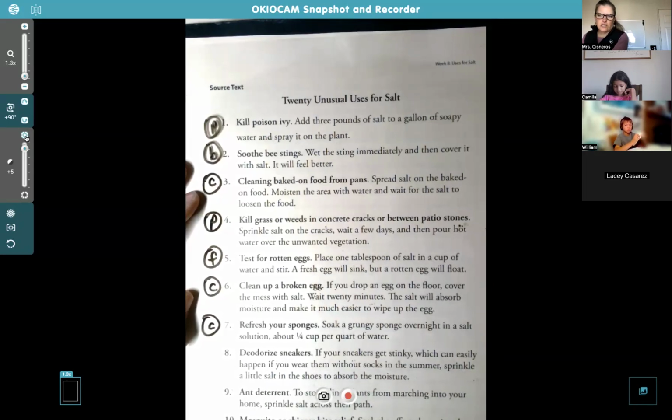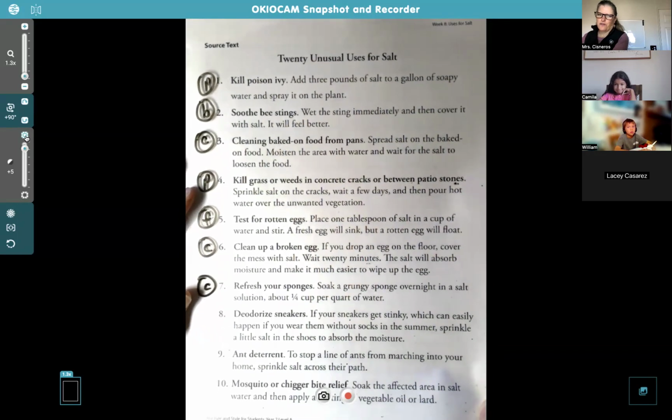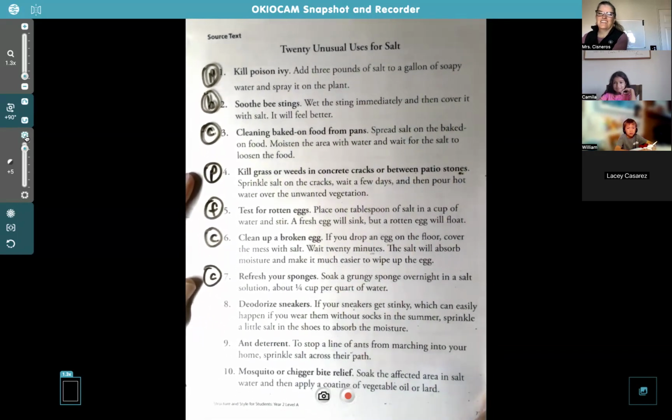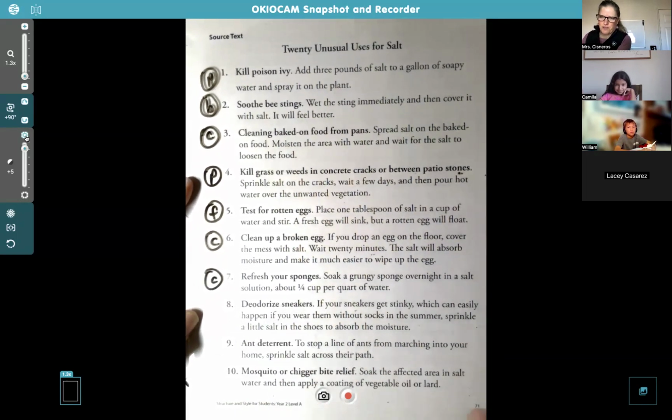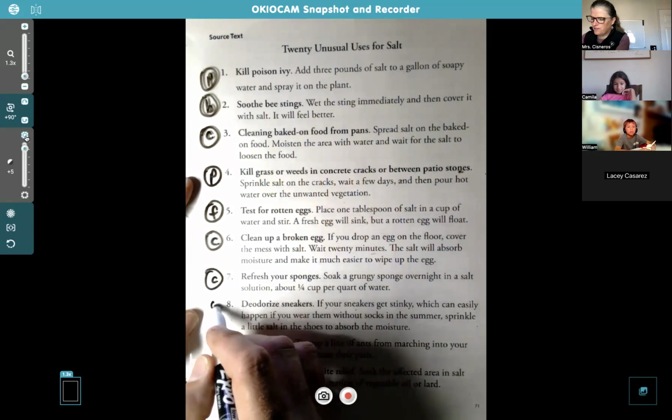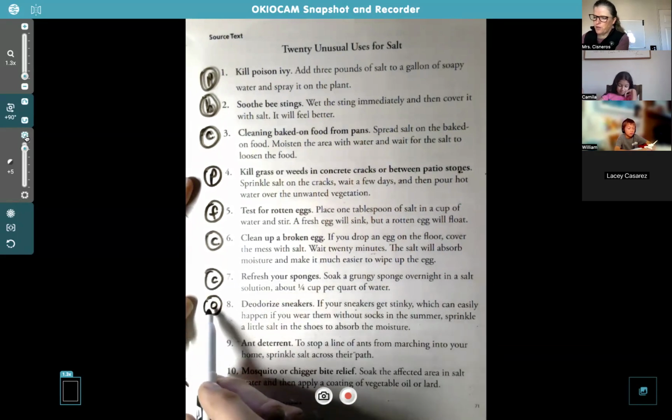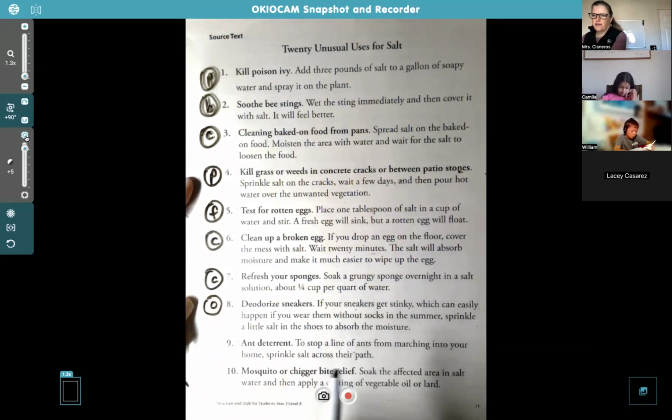Okay, sneakers are your tennis shoes, right? If your sneakers get stinky, which can easily happen if you wear them without socks in the summer, sprinkle a little salt in the shoes to absorb the moisture. Just make sure you dump out the salt before you put your shoes back on, because that won't feel good. You don't want to walk around with salt in your shoes. But like at night when you're sleeping, just put some salt in there. This is going to be odor. So I'm going to put an O with a circle around it to stand for odor.